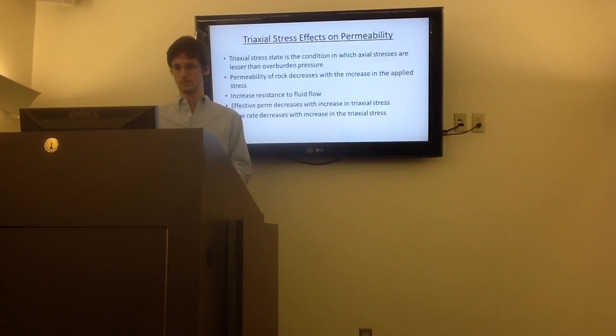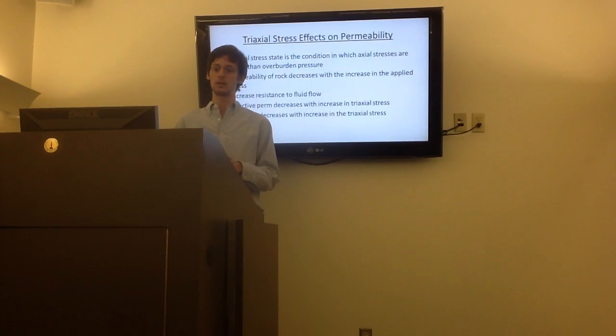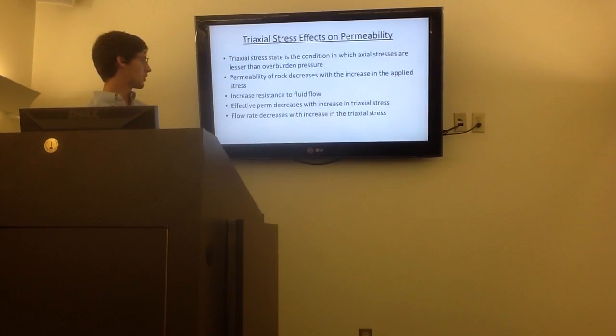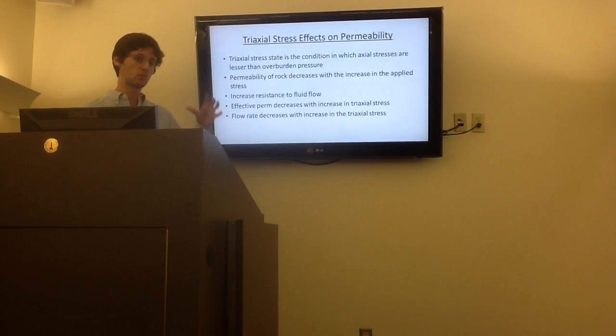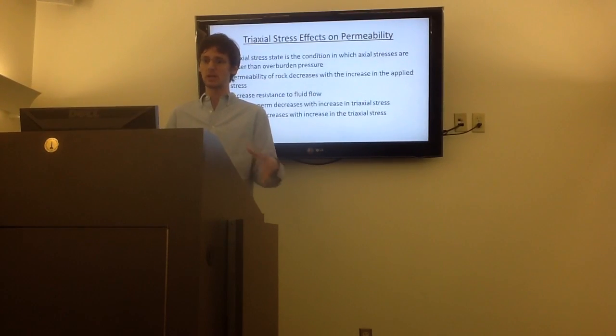And now the triaxial stress. Triaxial stress state is a condition in which axial stresses are lesser than the overburden pressure. This is because permeability of rock decreases with the increase of applied stress, and the effective permeability decreases with an increase in triaxial stress. The flow rate also decreases with an increase in triaxial stress, for the same reason: it's an overburden pressure, so this will cramp everything. It's a cramping kind of stress.